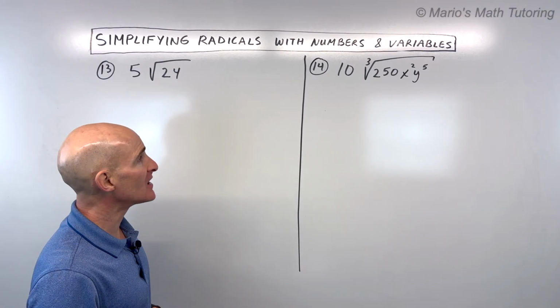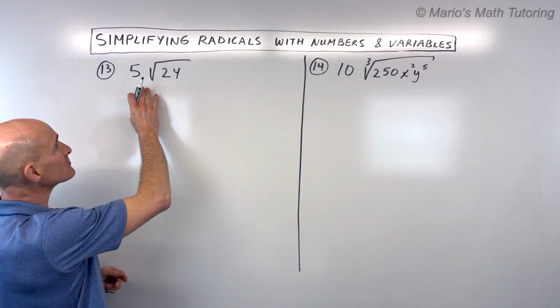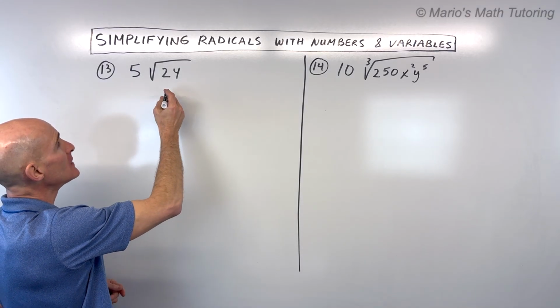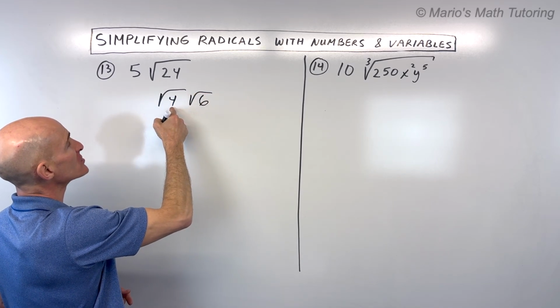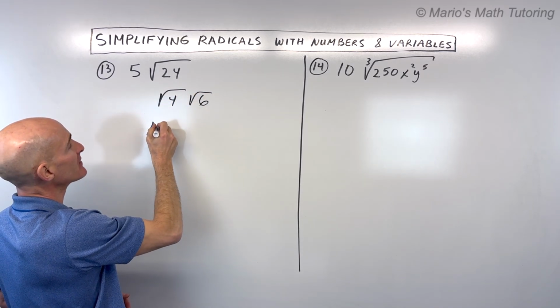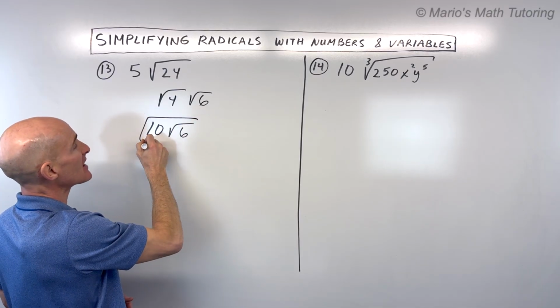Let's go through these last 2 examples and we'll wrap up this video. 5 square root of 24. 24 I know is 4 times 6. Square root of 4 is 2 times this 5 gives us 10 square root of 6. That was kind of an easy one.